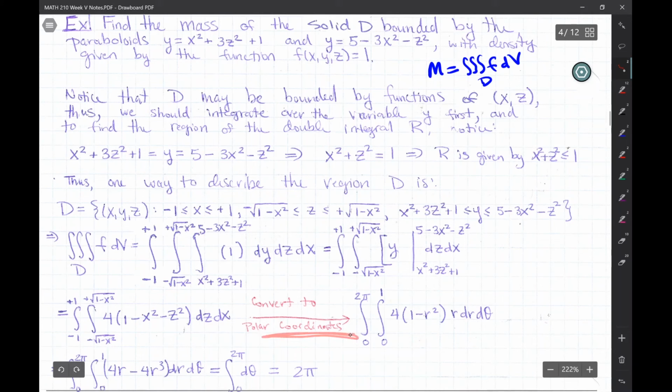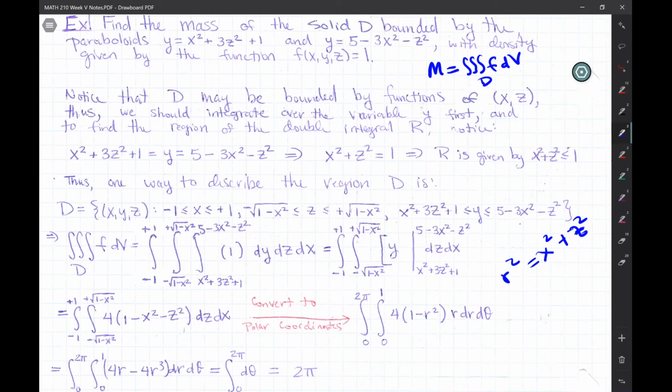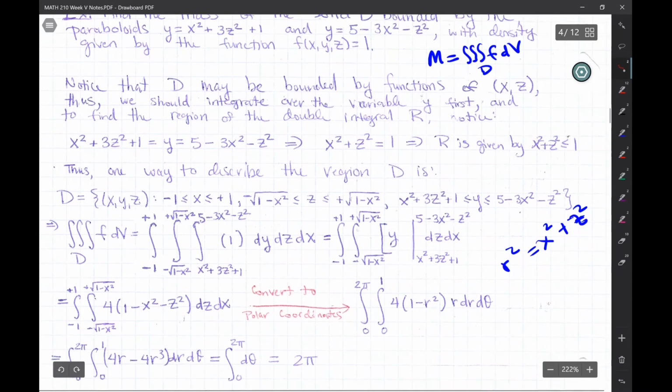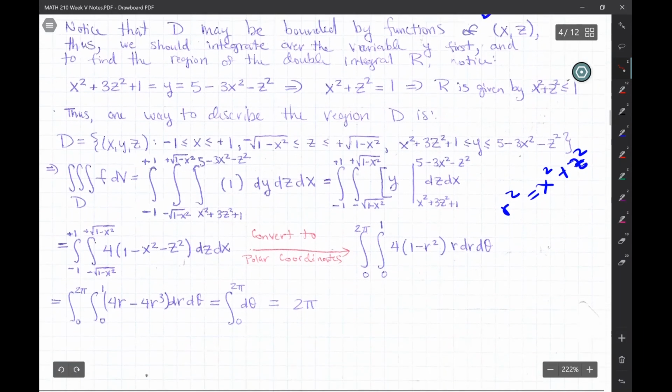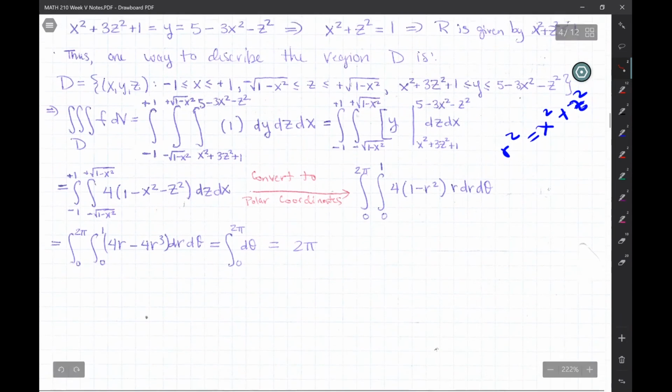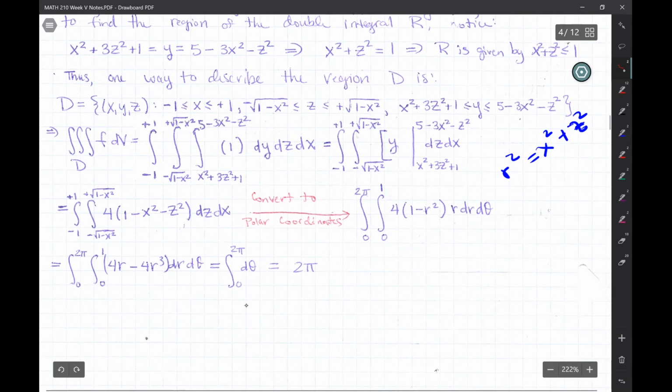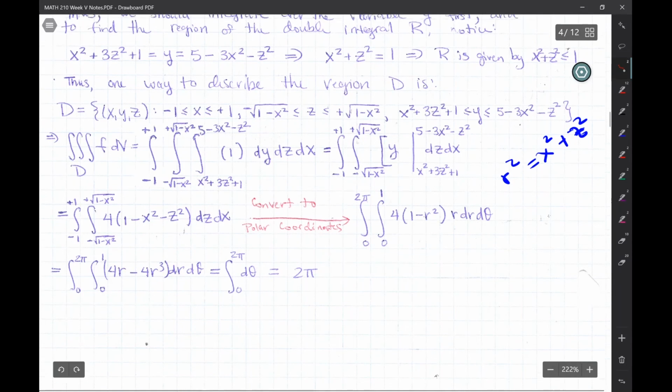We then convert this to polar coordinates, but I should emphasize here that the polar coordinates we're using is that r squared is equal to x squared plus z squared, rather than the x squared plus y squared that we have encountered before with polar coordinates. We could just apply polar coordinates, but in the xz plane instead of the xy plane. So after we convert to polar coordinates, we compute the double integral now, and we get 2 pi as our final answer.